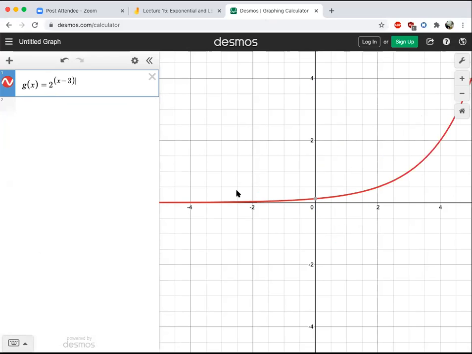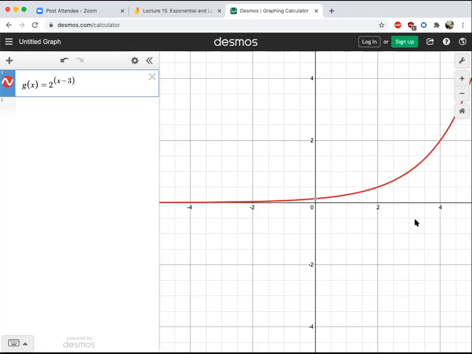Okay, so what you'll notice about this graph is it's actually moved to the right by 3. You can kind of tell because usually it crosses the y-axis at 1 up here, but that point is over here now. So this graph really did move to the right by 3. That's what that x minus 3 means.